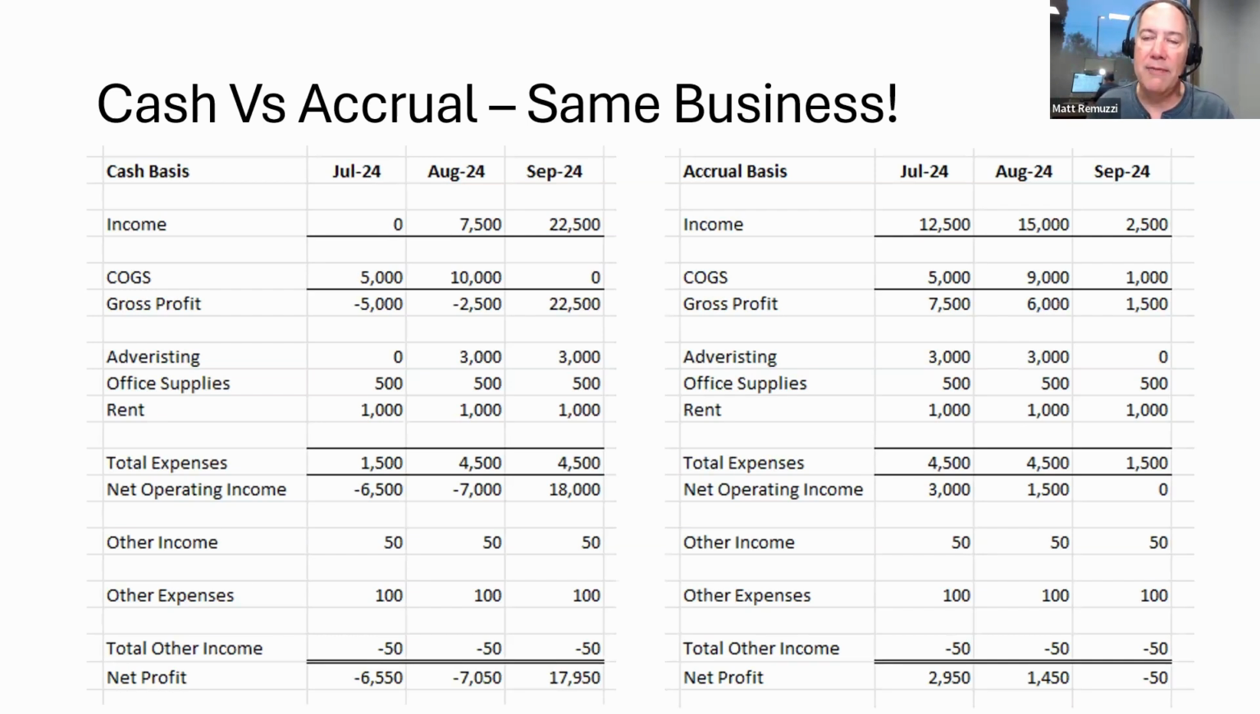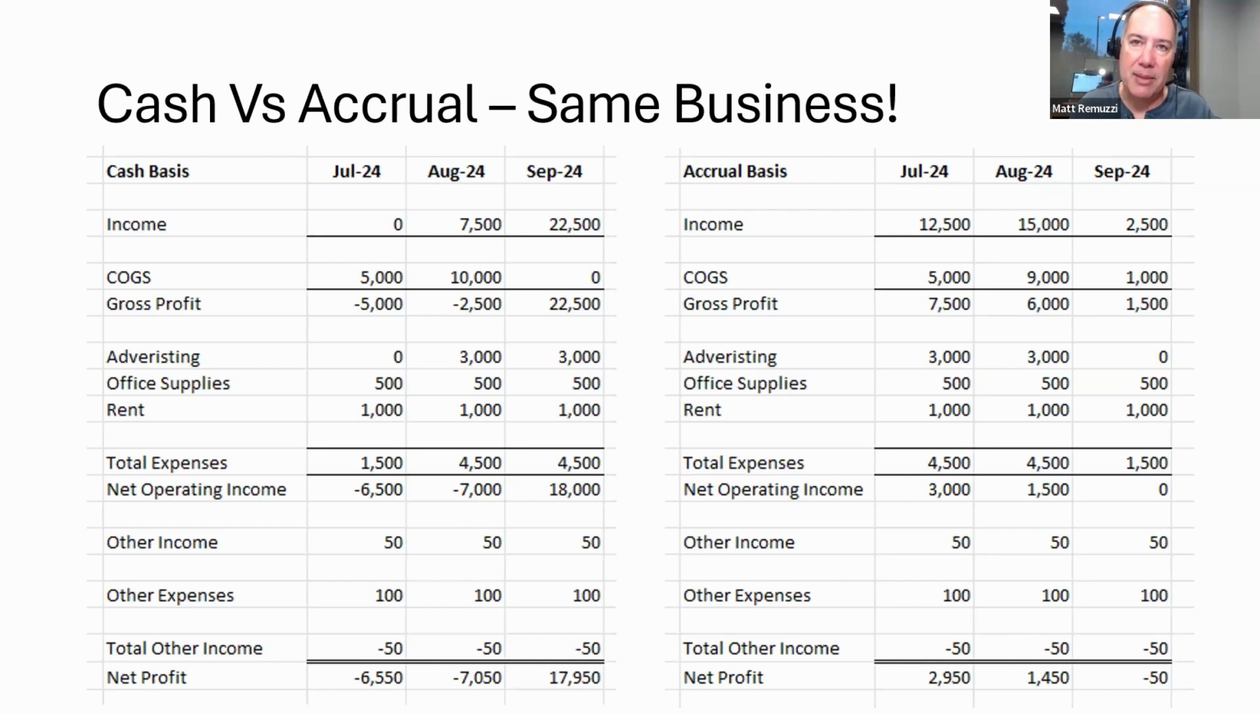Then in August, they finally had some money come in, but because they signed up some more big jobs, they had even more going out, and the advertising that they signed up for in July, the bill came due and they paid it for the first month in August. So again, at the end of August, they had another loss. And in combination, if you were looking at July and August together, they're almost $13,000 in the hole as far as profitability goes. And then finally, in September, they got paid for some of those jobs from July and August.